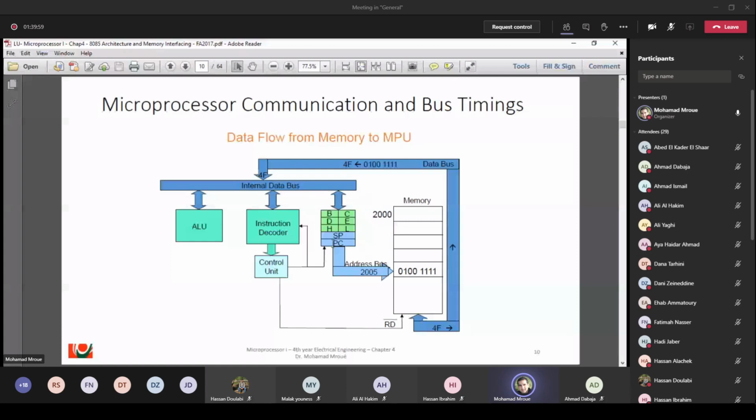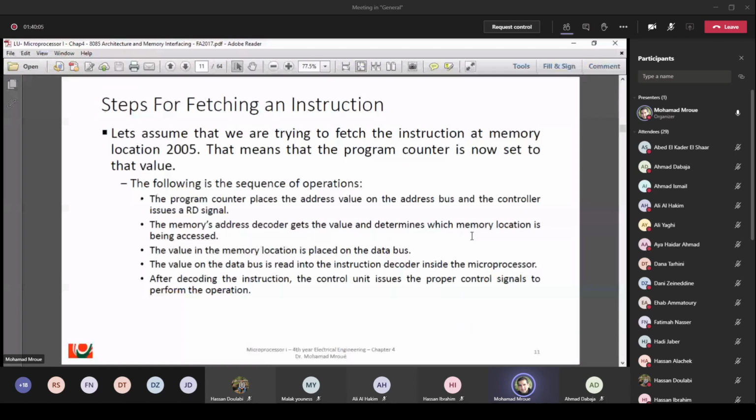So the steps for fetching an instruction. Let's assume that we are trying to fetch the instruction at memory location 2005. That means that the program counter is now set to that value, 2005. The following is the sequence of operations. First, the program counter places the address value on the address bus and the controller issues a read signal. Okay? That means the content of the program counter is 2005, and the microprocessor will put this value on the address bus. At the same time, the read signal is asserted.